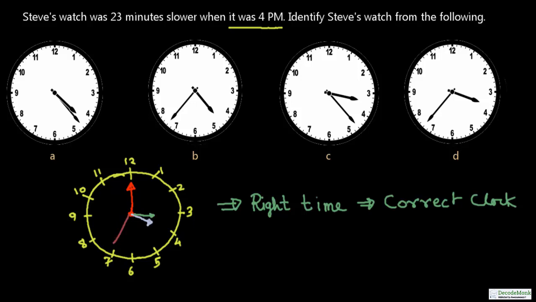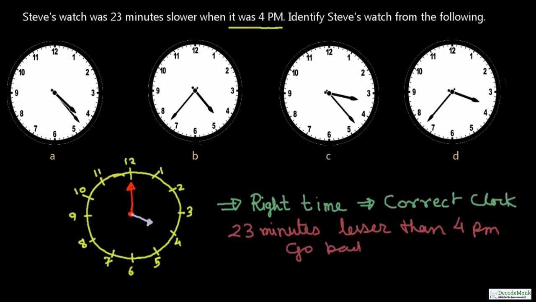So we'll go back to our original clock. The timing will be 23 minutes lesser than 4 p.m. So 23 minutes slower means that during this time the actual time is 4, and that means you have to go back 23 minutes. We have to go back 23 minutes from 4 p.m.